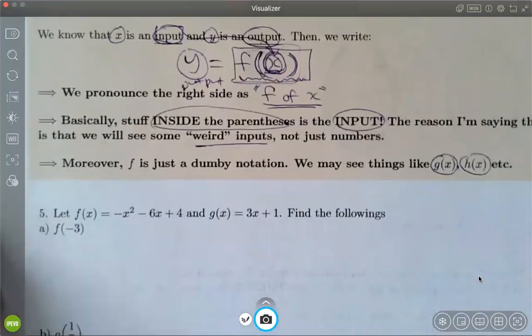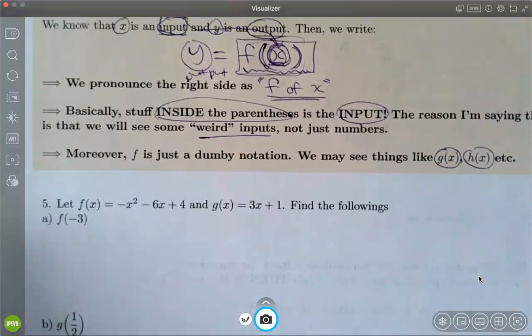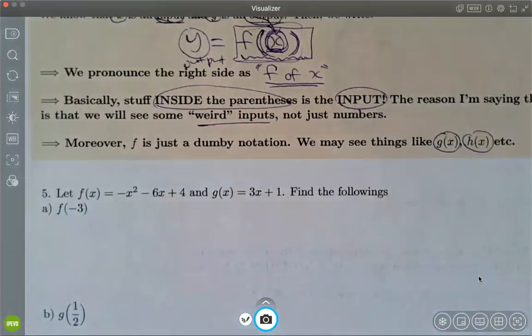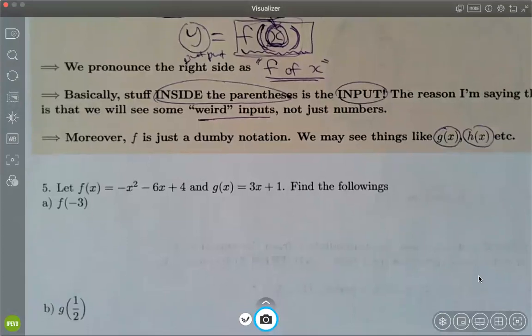So let's look at the following problem. They're fairly basic. So f of x is negative x squared minus 6x plus 4, and g of x is 3x plus 1. Find the following. Part A, f of negative 3. Okay, so now what do we have to do here? Maybe some of you already know how to do this. Don't you just plug -3 in for x? Into x, right? Yeah, okay.